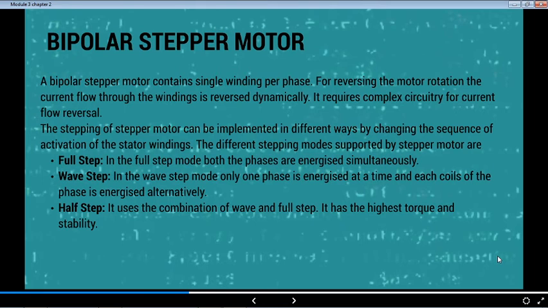In the full step mode, both the phases are energized simultaneously. Wave step: in the wave step mode, only one phase is energized at a time and each coil of the phase is energized alternately. Half step: it uses the combination of wave and full step. It has the highest torque and stability.